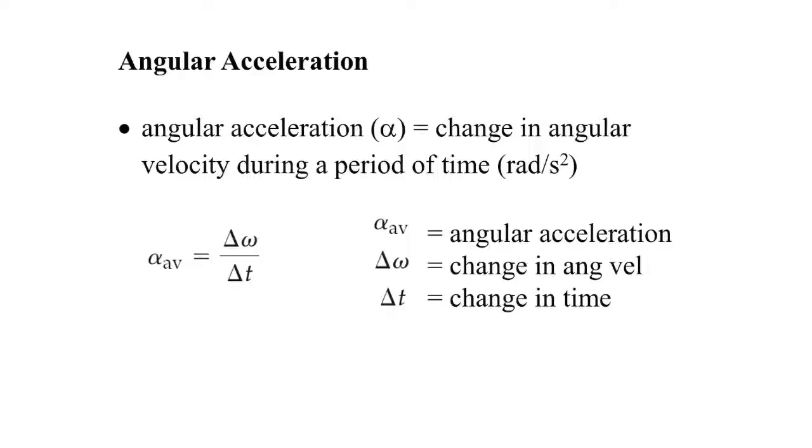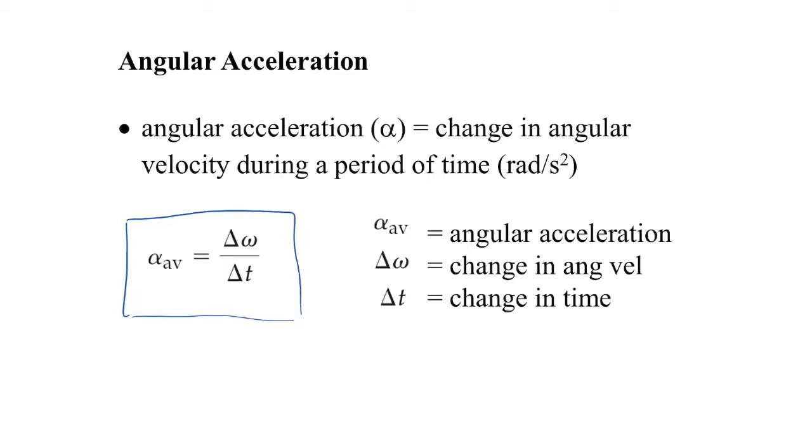Let's talk about angular acceleration now. This is when there's a change in angular velocity. Of course, we just want to know the rate of change in that angular velocity, angular velocity being how much an angle is changing per unit time when something's going in a circle. We calculate that much the same way we did with regular acceleration, right?